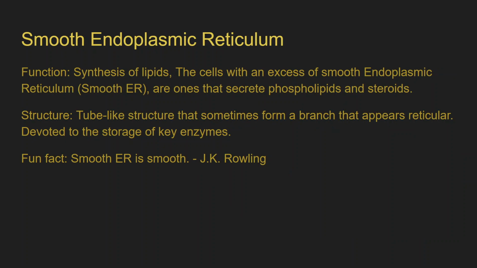Smooth endoplasmic reticulum. Its function is the synthesis of lipids. The cells with an excess of smooth endoplasmic reticulum, smooth ER, are the ones that secrete phospholipids and steroids. Structure: the tube-like structure that sometimes forms a branch that appears reticular, devoted to the storage of key enzymes.